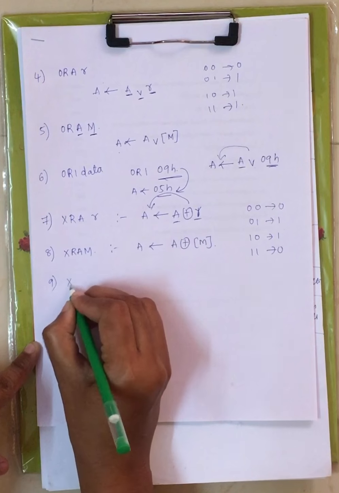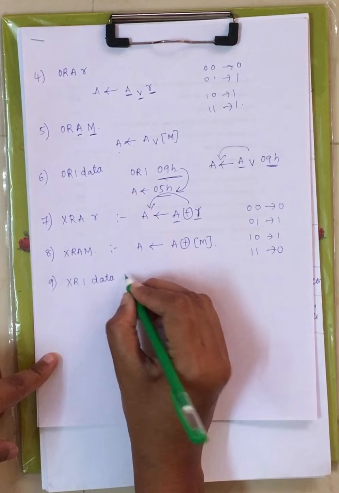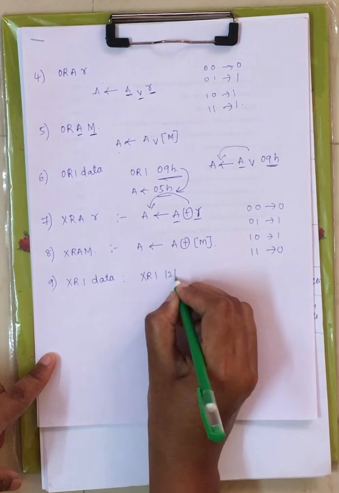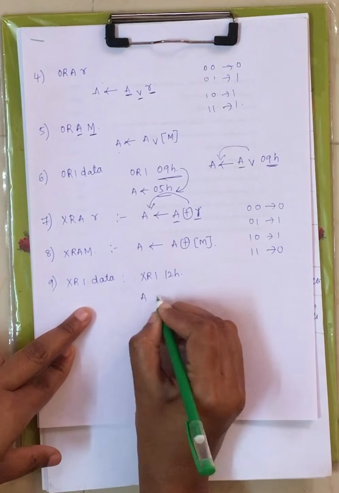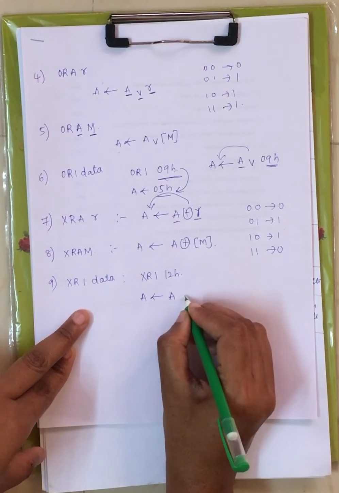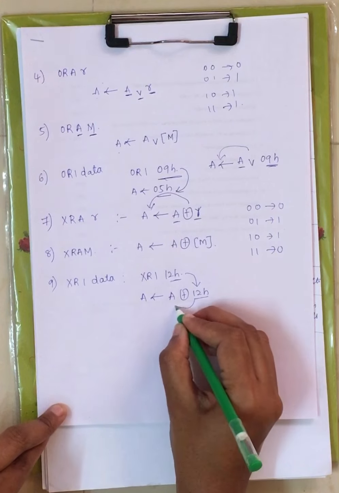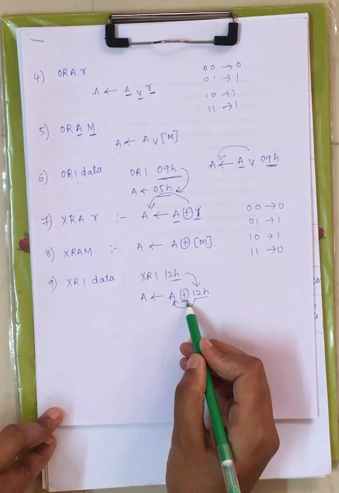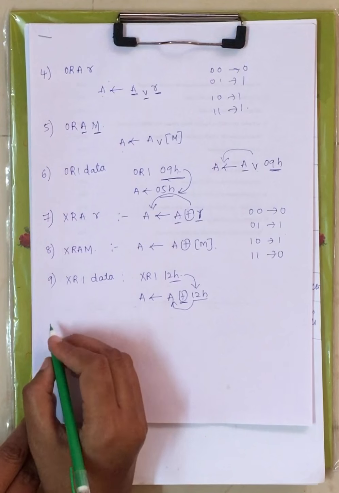Now this is about the 8th instruction. Now coming to the 9th instruction, XRI data, immediate data, right? I can give an example like XRI 12H. Let us assume this is the instruction. Now between the contents of the accumulator and the data that is specified, which data is specified? 12H, right? With this data and the data stored in the accumulator, you are performing the exclusive OR operation, and the result is stored in the accumulator itself, right? Now this is about your 9th instruction.